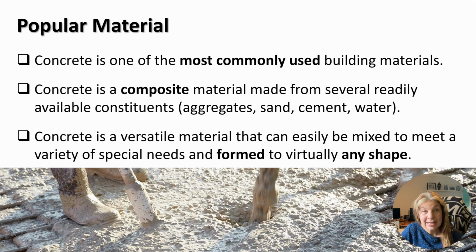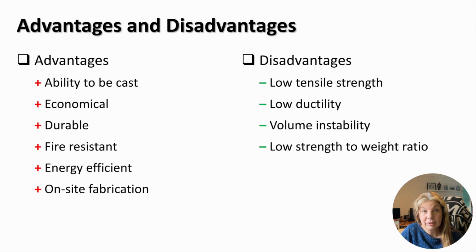Due to its composite nature, concrete can be manufactured to meet a variety of special needs, and it can be formed into virtually any shape. Concrete has several advantages, and they include, as we said before, the possibility to cast it into any shape. It is relatively cheap to manufacture, as everything can be locally sourced. Concrete is a durable, fire-resistant and energy-efficient material.